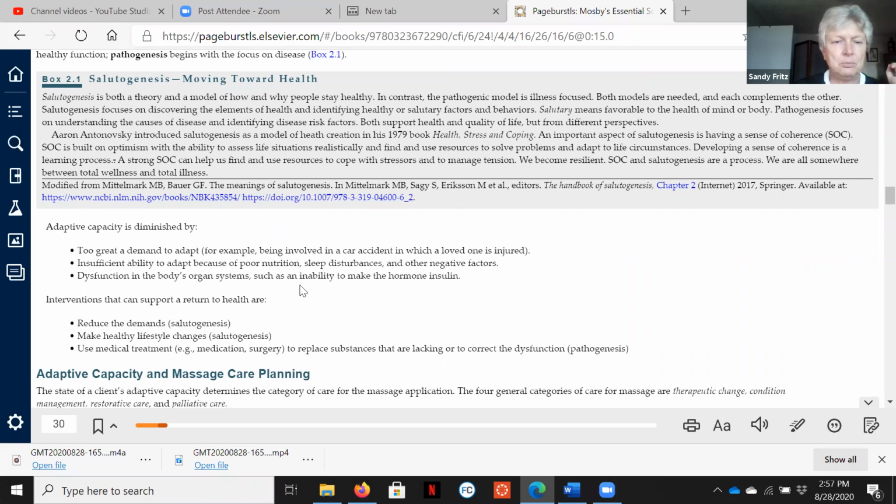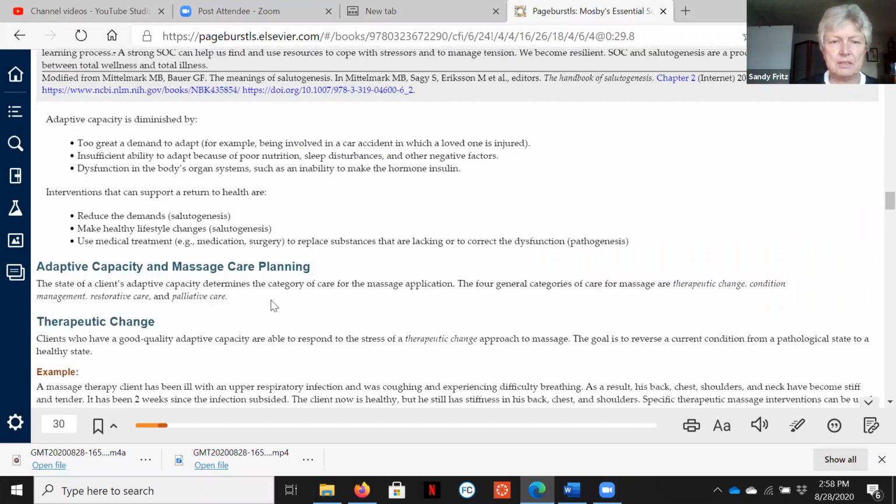So how do we maintain homeostasis? How do we adapt? How much stress load, physical load, can we handle before we have to renew and restore ourselves? And we have to really stop and think about that with massage, because it is demanding adaptation. And so it becomes important for us to realize just how much the person can adapt at that time, and how their adaptation or their adaptive capacity might be limited in general.